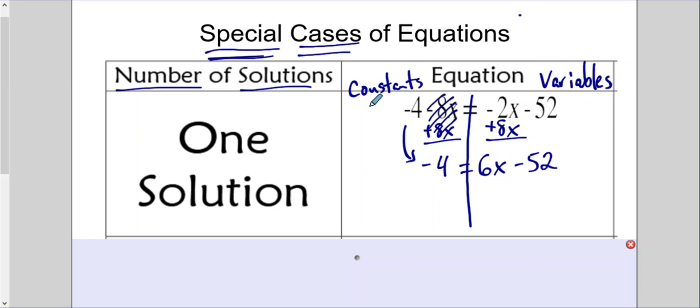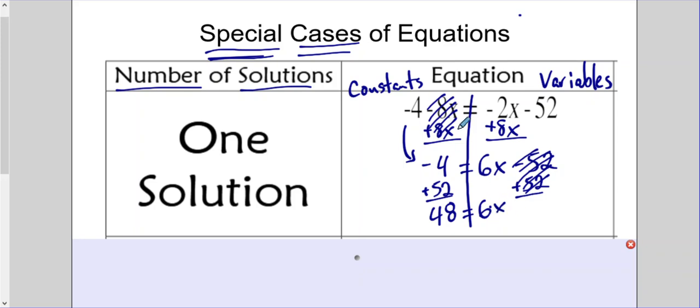Now I want to bring all my constants to the other side, so that means I have to cancel out this negative 52, or minus 52, on the right side. So I'm going to do that by adding 52 and adding 52. If I do it on that side, I have to also do it on this side. That cancels out. This will give me 48. So 48 equals 6x. So I want to cancel out that multiplication now.